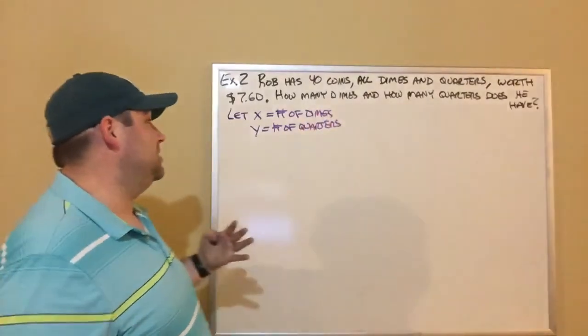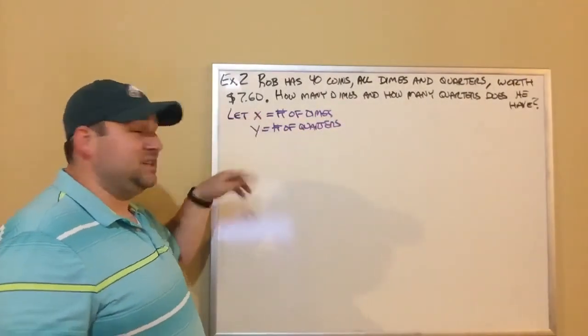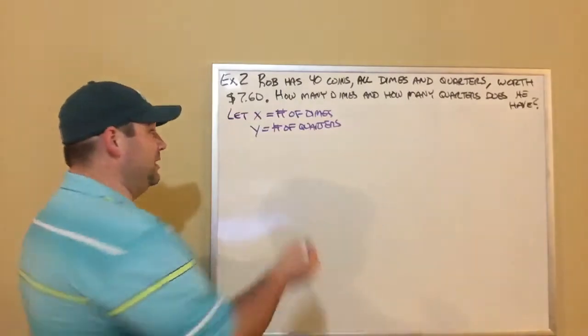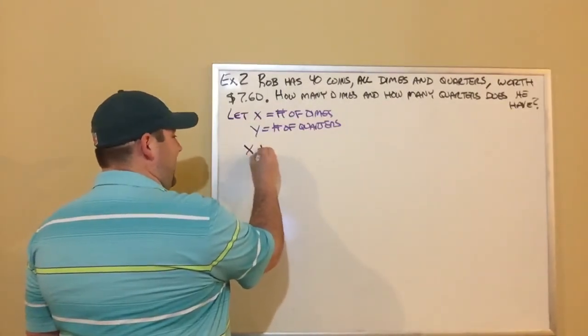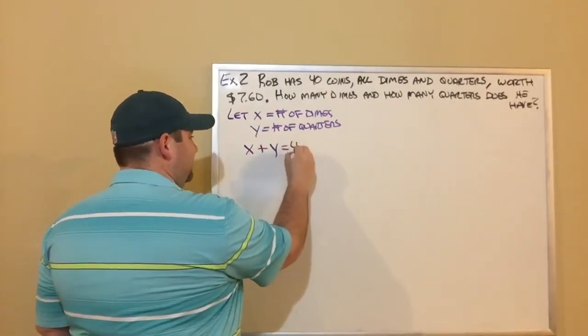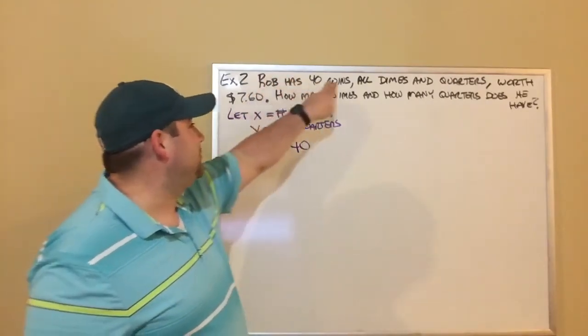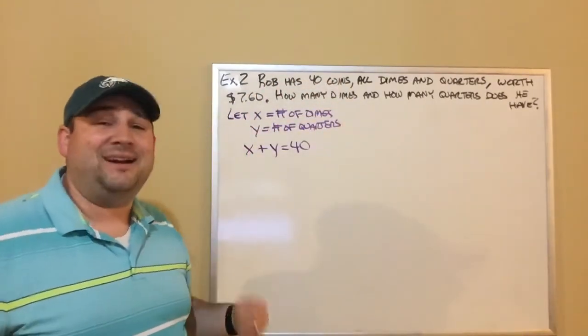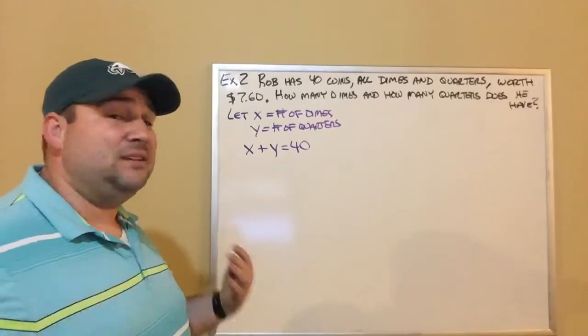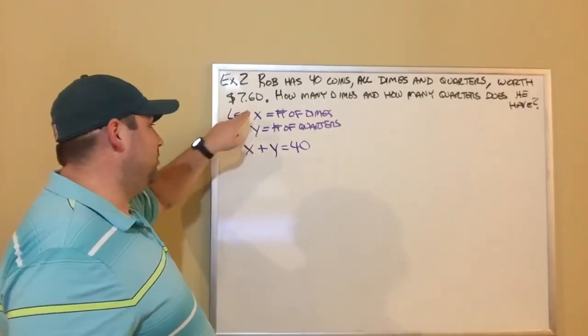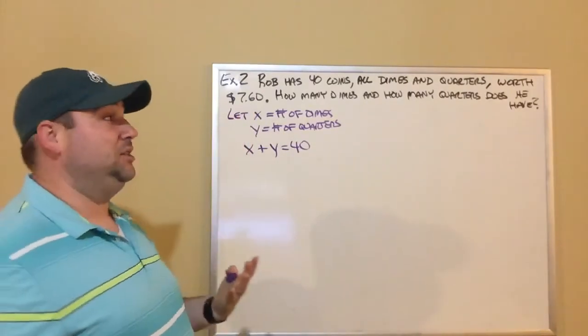And all of them are dimes and quarters. So I know his dimes plus his quarters has to equal 40. So my first equation could just be x plus y equals 40. So this first 4 words there is actually an equation. It's enough information for an equation. Number of dimes plus his number of quarters has to equal 40.